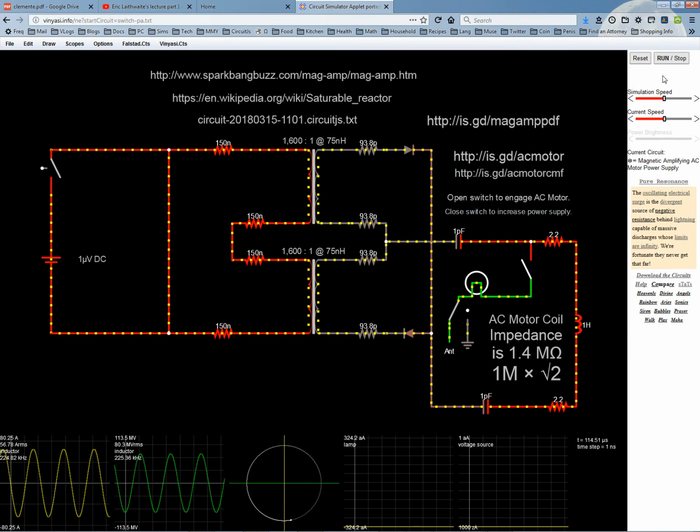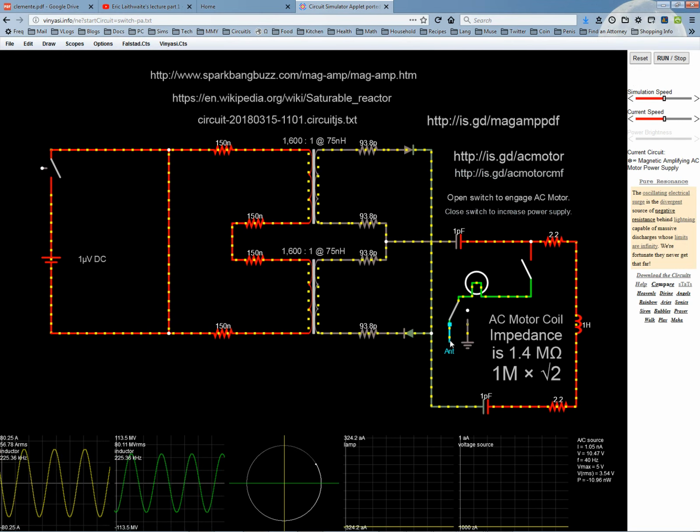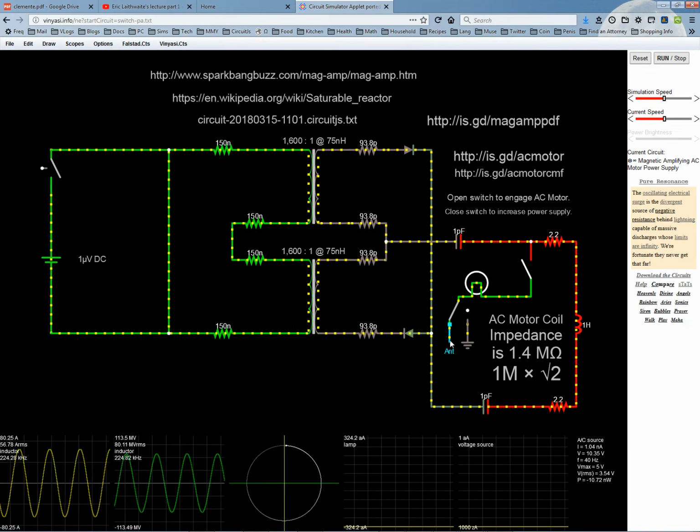But first things first, I have to add this circuit button here for little pointers on turning your aerial into an ionic generator, an ion generator.